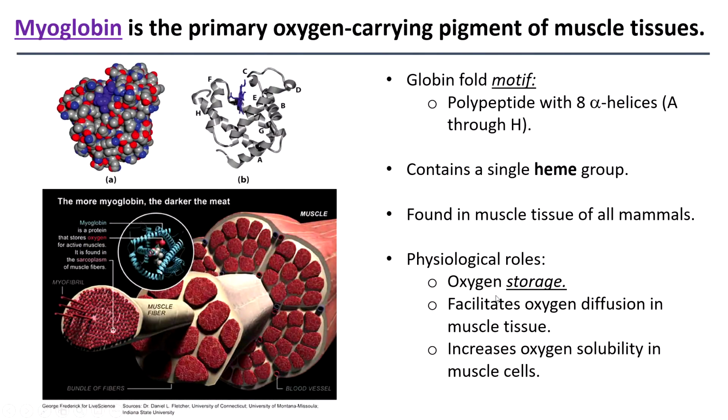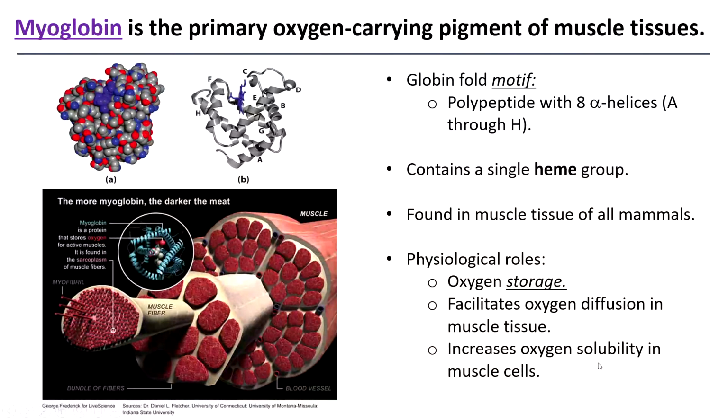It also facilitates oxygen diffusion in muscle tissue, so it allows for oxygen to be distributed from any capillaries through the entire length and depth of the muscle tissue. So it carries it from the bloodstream into the muscle tissue and then stores it there.